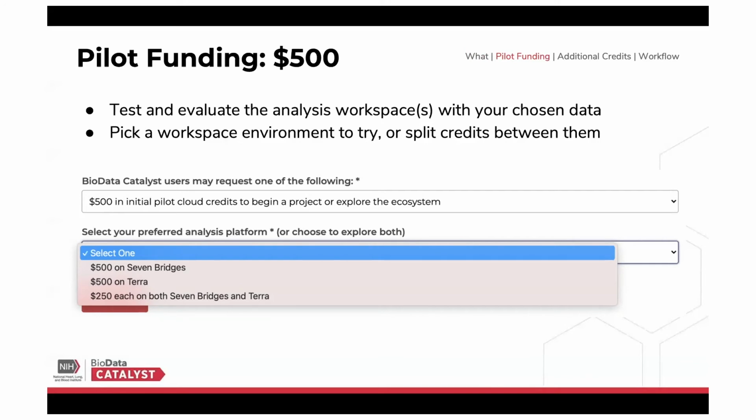So the pilot credits may be applied to one workspace environment, either BioData Catalyst powered by 7 Bridges or BioData Catalyst powered by Terra, or you can actually choose to divide your credits between both if you want to try out both platforms. Do note that it can take a few business days for cloud credit requests to be approved and actually applied to the workspaces. So just keep that in mind when you complete this form.